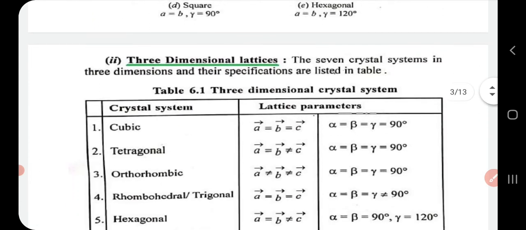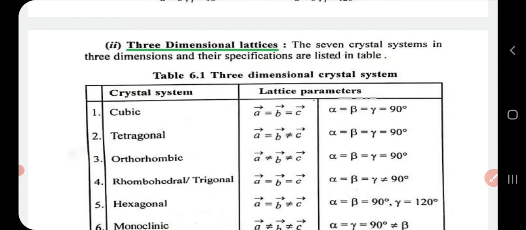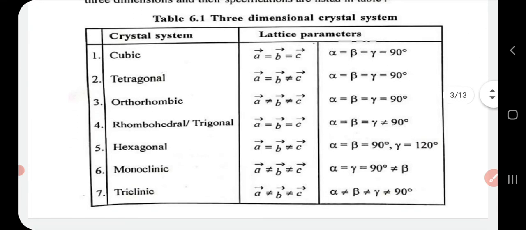Similarly, you have the three-dimensional lattice. There you have seven crystal systems. Which are they? This is very important: cubic, tetragonal, orthorhombic, rhombohedral or trigonal, hexagonal, monoclinic, triclinic. These are the lattice parameters. For cubic, all the lattice vectors a, b and c are equal. But for tetragonal, c is not equal. Similarly, the interfacial angles alpha, beta, gamma are all equal to 90 for cubic, tetragonal and orthorhombic, whereas for rhombohedral alpha and beta are the same but gamma is not equal to 90.